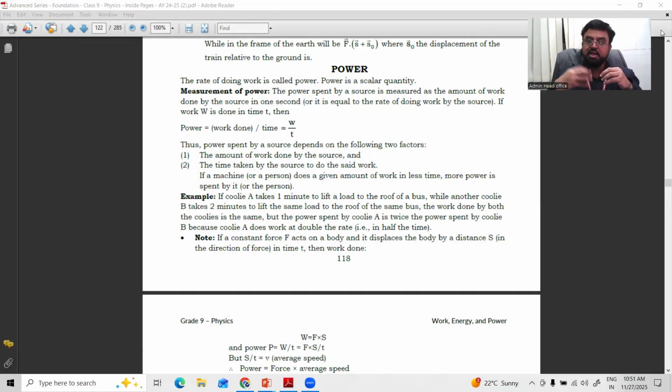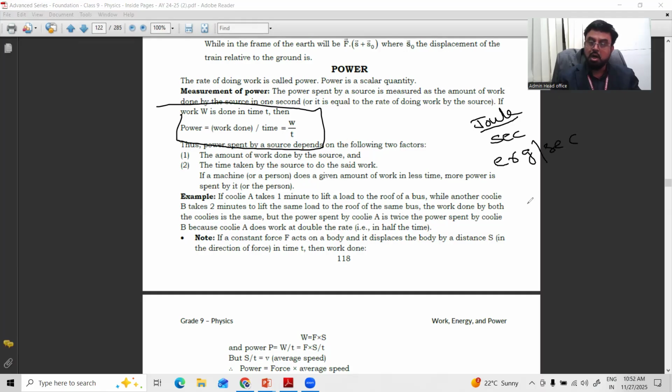That is the rate of work done, the work done against the time. How fast you can do it is called power. That is, power is equal to work by time. Work is measured in joule by second, or it is also measured in erg by second, or it is commonly named after a great scientist, Watt.